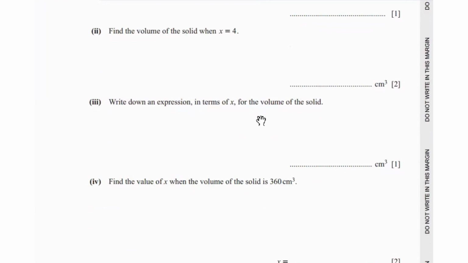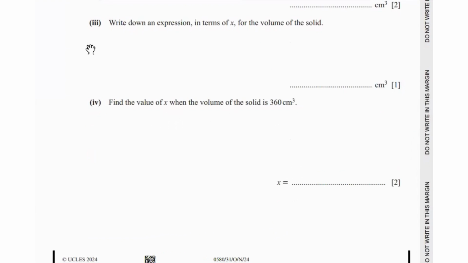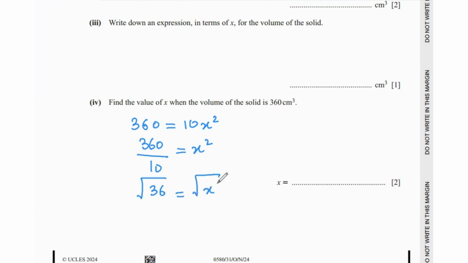Write down an expression in terms of x for the volume of the solid. So like I said, it's length times width times height. So that's 10 times x times x, which is 10x squared. Then find the value of x when the volume of the solid is 360. So 360 equals 10x squared. 360 divided by 10 is x squared, 36. Take the square root on both sides, and we get 6 centimeters as the value of x.